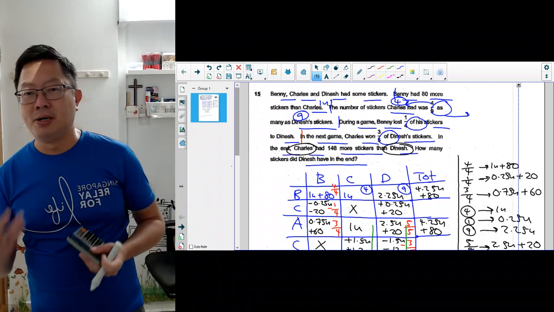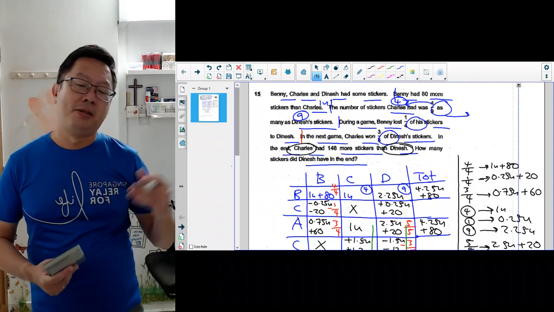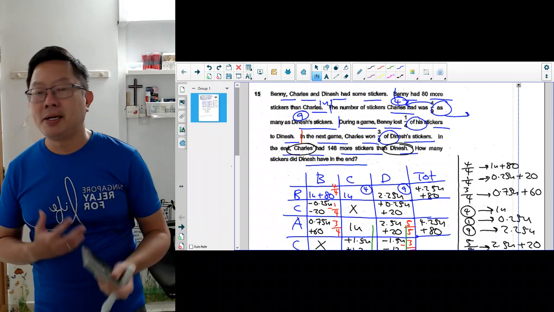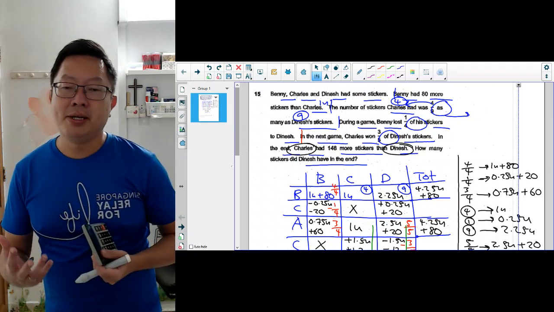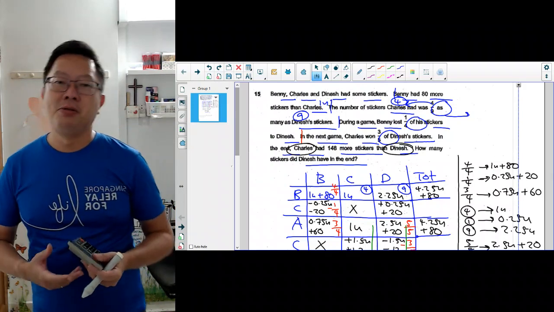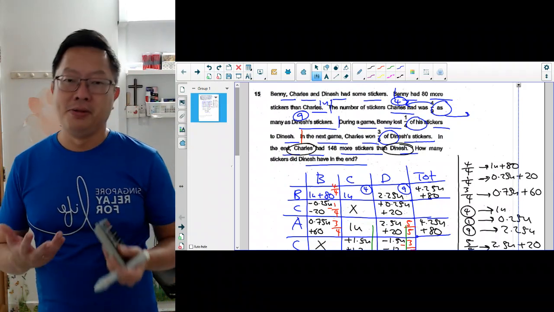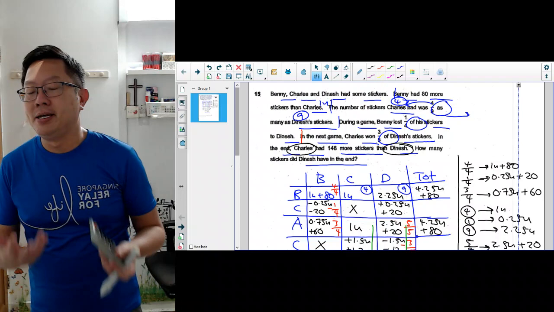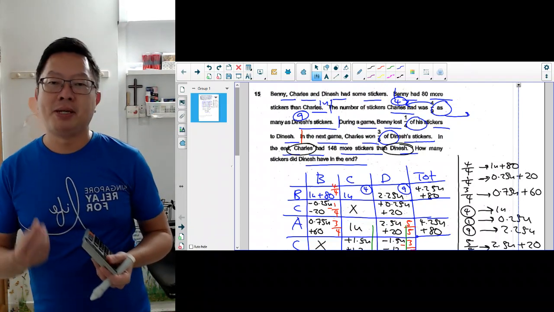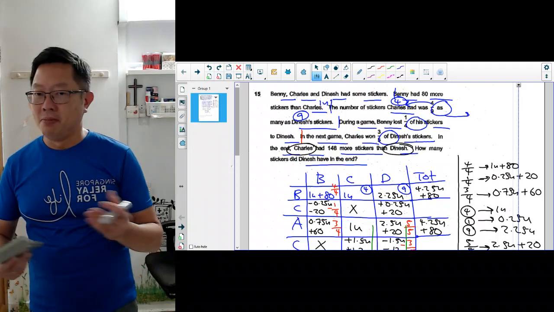Like if you don't know how to do assumption, then there's a backup. You can do guess and check, you can draw rows and get the answer. So there's always a backup when you forget something. But you need to know what those methods are, and not only must you know what they are, you also need to know how to use them. Then when you come to the exam papers, it's just a matter of which method you choose to solve the problem more appropriately.